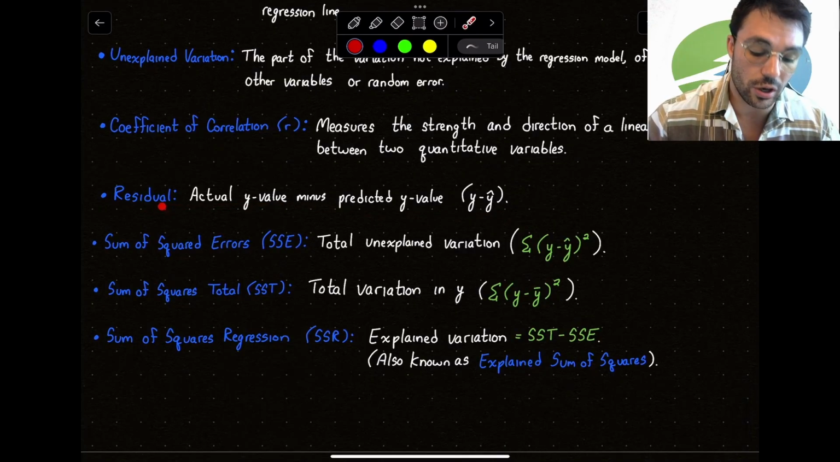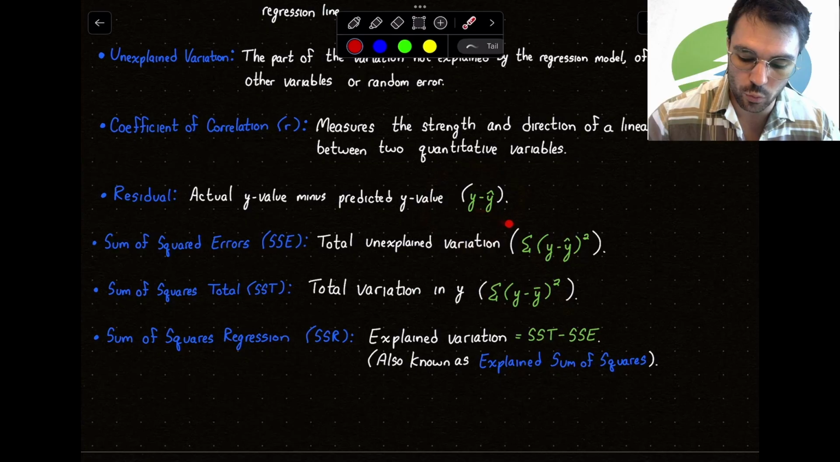Next, residual, another one. If you have not watched this video, I recommend you do so. Our residual is our actual y value minus our predicted y value, given with this simple equation here: y minus y hat. The little caret on top of the y is called y hat, and that's what we use for our predicted y values. We should also recognize that from the least squares regression line.